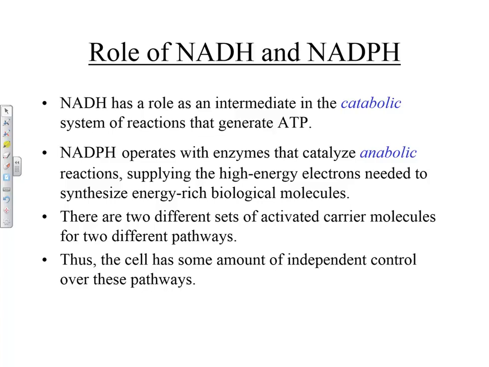Every time you're storing the energy, you are basically charging up ADP molecules, adenosine diphosphate, converting them into adenosine triphosphate for later use. And NADH and NADPH supply some of the high energy electrons that are needed to run your generator, sort of.